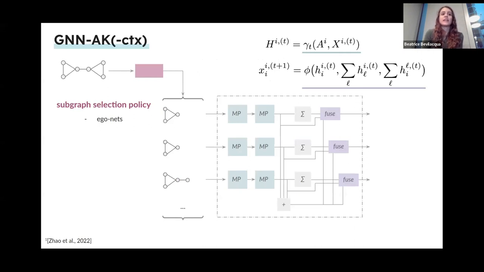Finally, GNN kernel, and in particular the context version that I'm going to present here, is another subgraph GNN that has been presented in another concurrent work, which considers ego networks as a subgraph selection policy and presents slightly more sophisticated layers. So first, the idea is to do a few rounds of message passing layers, which are again in this light blue color, applied independently on each subgraph. And then after these few rounds, the features of the ego network's root nodes are updated using the representation after the message passing, which is the first term, then the representation of the subgraph they are root of, and then the representation of the node that is aggregated over all the subgraphs.